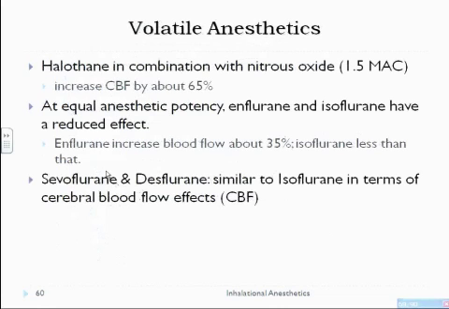Halothane, in combination with nitrous oxide, increases cerebral blood flow by 65% at equal anesthetic potency. Enflurane and isoflurane have a reduced effect, but enflurane increases blood flow by 35%, and isoflurane is less than that. The issue with enflurane, though, is that it can cause seizure activity in patients, which is not protective of the brain. Sevo and desflurane are similar to isoflurane in terms of cerebral flow effects. Again, make sure that you understand the differences, which should be the better choice in most intracranial damaged individuals.